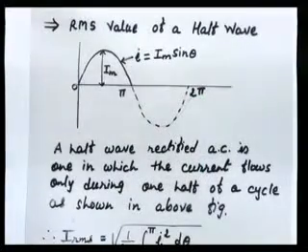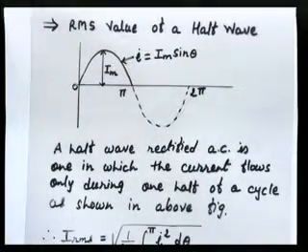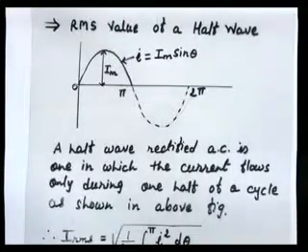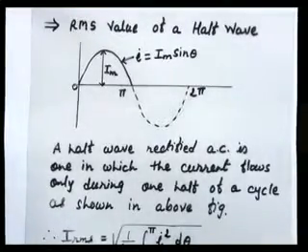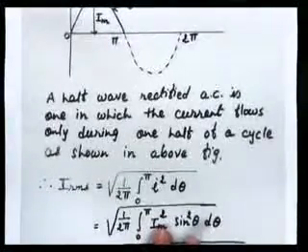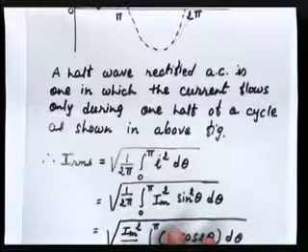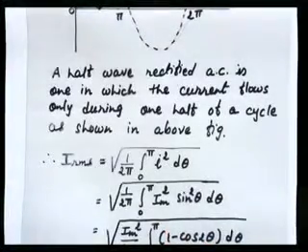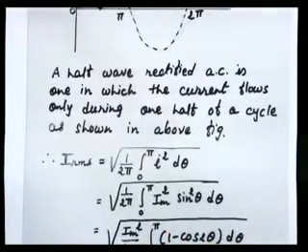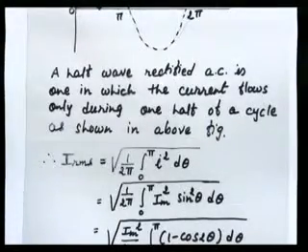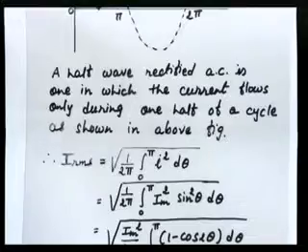So a half wave rectified AC is one in which the current flows only during one half of a cycle, as shown in the figure. So the same equation you can apply for a half wave rectifier. The only difference is that you have to change the limit of integration, because in half wave you get the output up to 0 to pi only. In pi to 2 pi your output is 0.